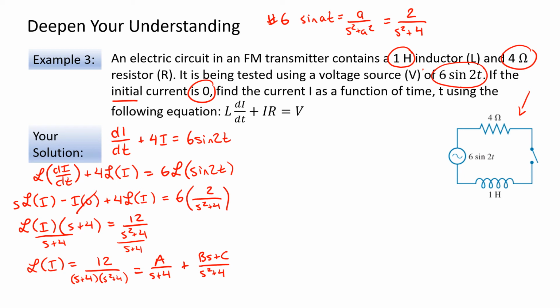Now, following the same steps, we can multiply both sides by everything in the denominator, s plus 4 and s squared plus 4, again doing that to both sides.